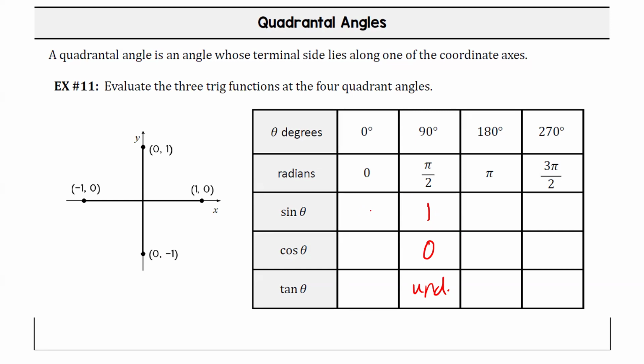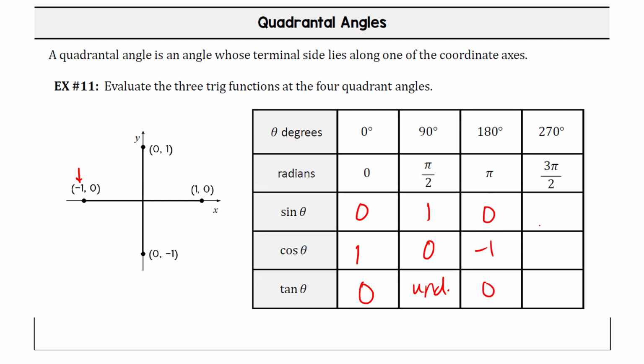So at 0, what's my sine? 0. Cosine, what's my cosine at 0? 1. What is my tan? 0. Okay, pi. What's the sine? Our 0, because it's our y. What's our cosine? -1. And then what is our tangent? 0.